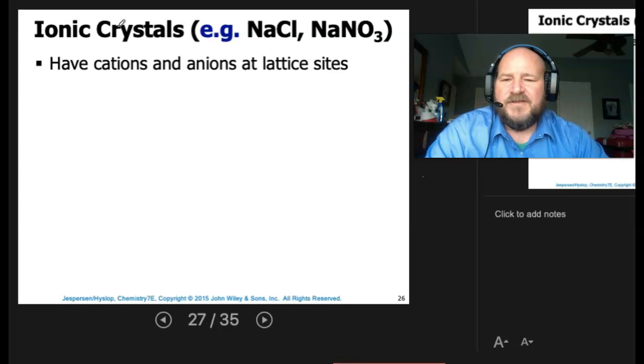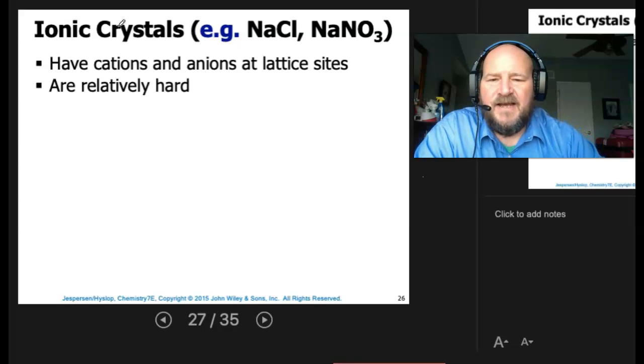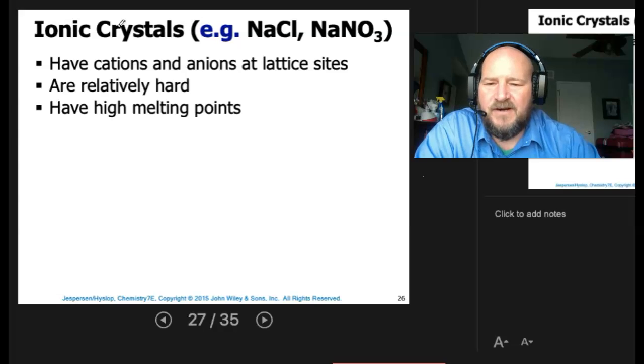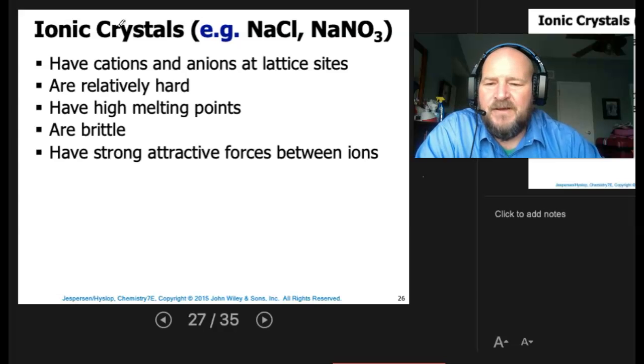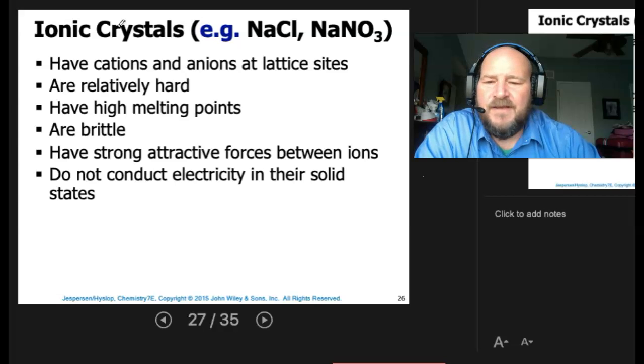All right, so ionic crystals have cations and anions at lattice sites. They're relatively hard, have high melting points, and are brittle. They have strong attractive forces between their ions. They do not conduct electricity in their solid state, right?